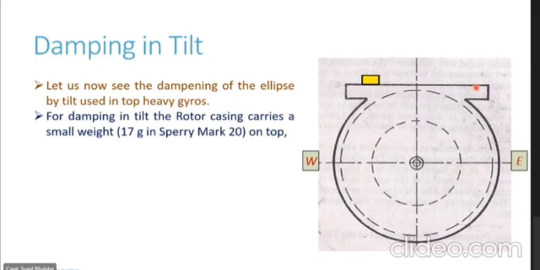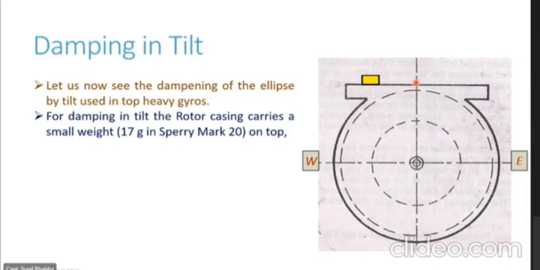Now, when we generated the control precession, we placed a weight exactly on top of the center of the rotor. So we placed a weight where right now the laser pointer is. The weight was placed here to make it a top heavy gyro. The weight was exactly on top of the center of gravity of the rotor. Now to generate damping precession, we again place a weight on the casing of the gyro compass, but this weight which we are placing now is much smaller as compared to the weight which was placed to make it top heavy.